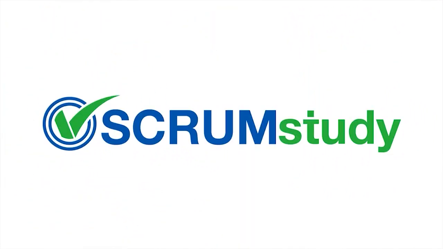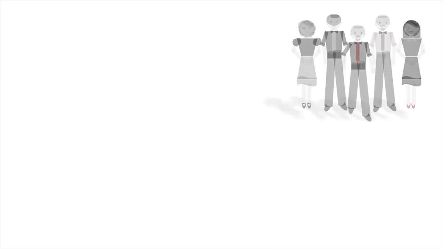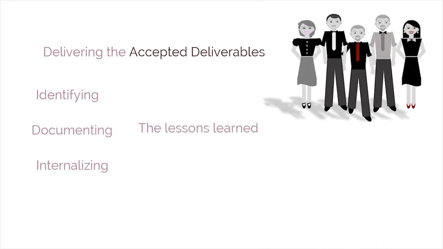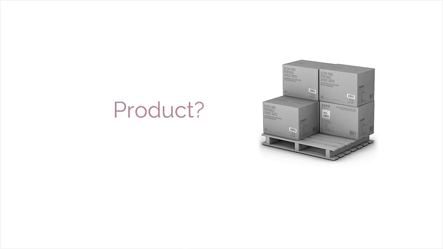In the last video, we discussed the review and retrospect phase, and today we will be taking up another phase in Scrum called the release. So let's get started with it. The release phase emphasizes delivering the accepted deliverables to the customer and identifying, documenting, and internalizing the lessons learned during the project. The term product in the SBOK guide may refer to a product, service, or other deliverable.